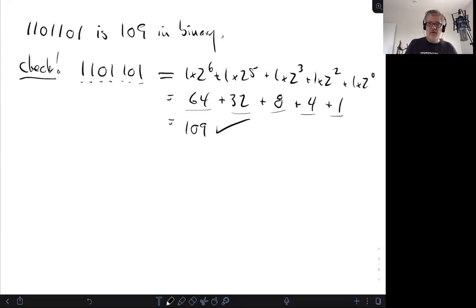Yes, it works out. Okay. So another way that you can remember in which order this goes, notice this also.